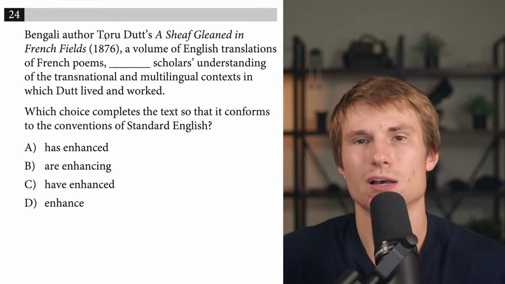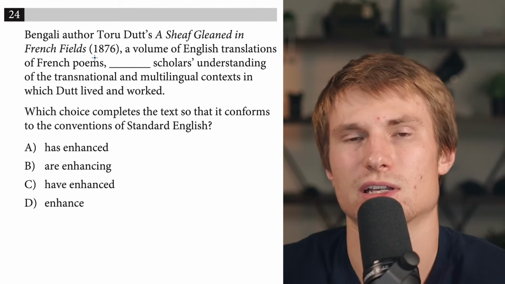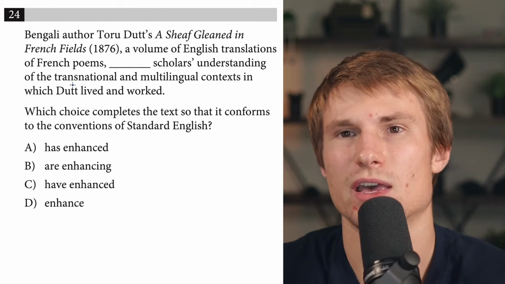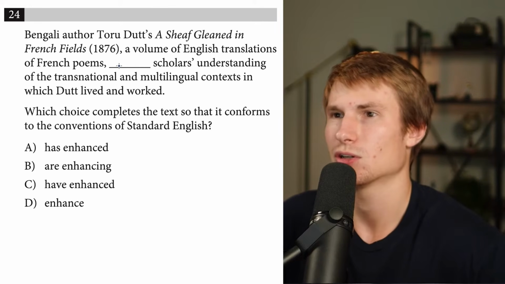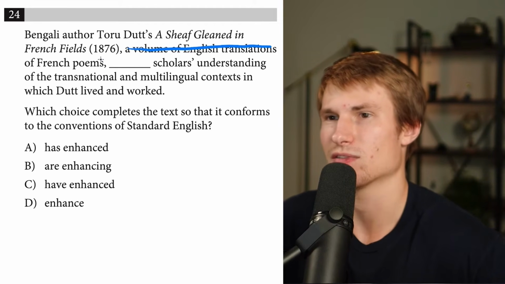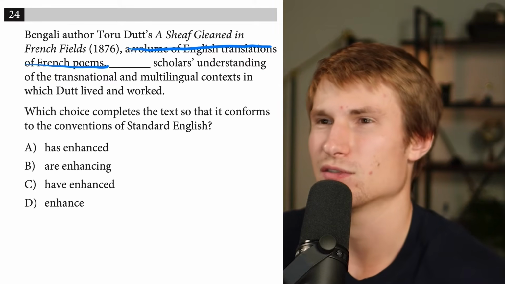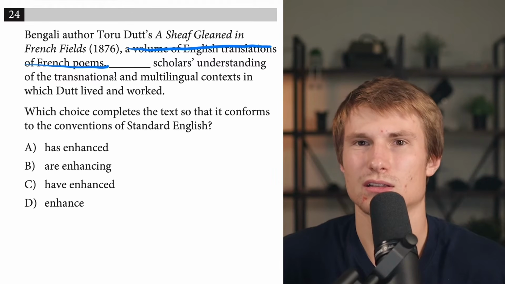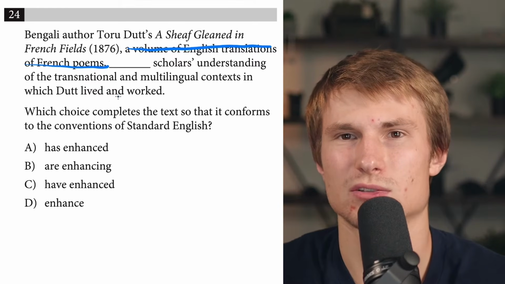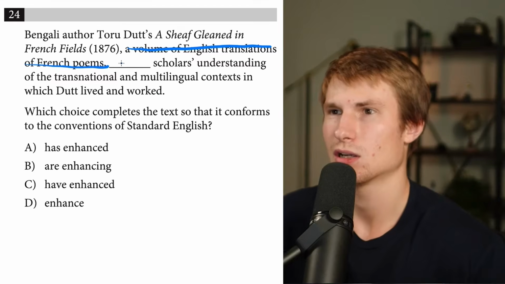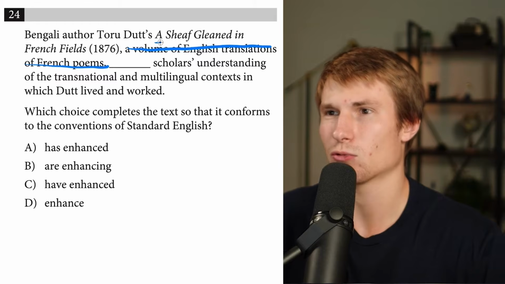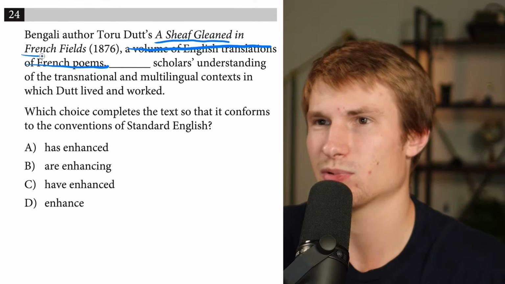So we have 24. Bengali author Toru Dutz's A Sheaf Gleaned in French Fields, 1876, a volume of English translations of French poems. That's not essential, so I'm just going to get rid of that in this context because we don't need it. Okay, so Bengali author Toru Dutz's A Sheaf Gleaned in French Fields, blank scholars' understanding of the transnational multilingual context in which Dutt lived and worked. Okay, well, we know that it's a singular work, okay? His Dutt's, we could just pretty much replace this with book.